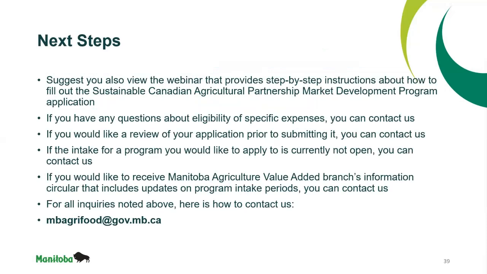In terms of next steps, we suggest that you also view the webinar that provides step-by-step instructions about how to fill out the Sustainable Canadian Agricultural Partnership, or Sustainable CAP Market Development Program application, or application worksheet, as we've been calling it. If you have any questions about eligibility of specific expenses, you can contact us. If you would like a review of your application prior to submitting it, you can contact us. If the intake for a program you would like to apply to is currently not open, you are welcome to contact us. If you would like to receive Manitoba Agriculture Value Added Branch's Information Circular, that includes updates on program intake periods and lots of other great information, including relevant events and things that are going on in our sector, you can contact us.